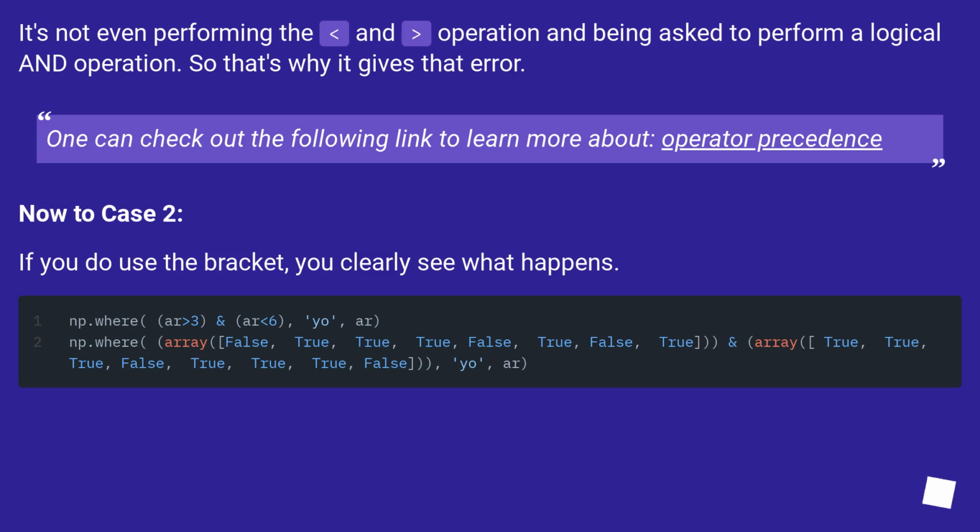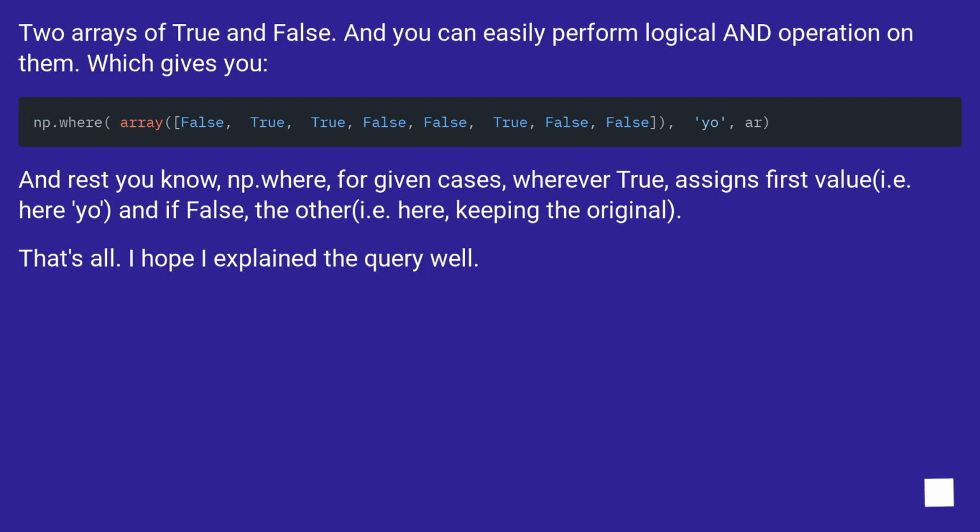Now to case 2. If you do use the brackets, you clearly see what happens. Two arrays of true and false. And you can easily perform the logical and operation on them. Which gives you. And the rest you know: np.where, for given cases, wherever true, assigns the first value, and if false, the other, here keeping the original. That's all. I hope I explained the query well.